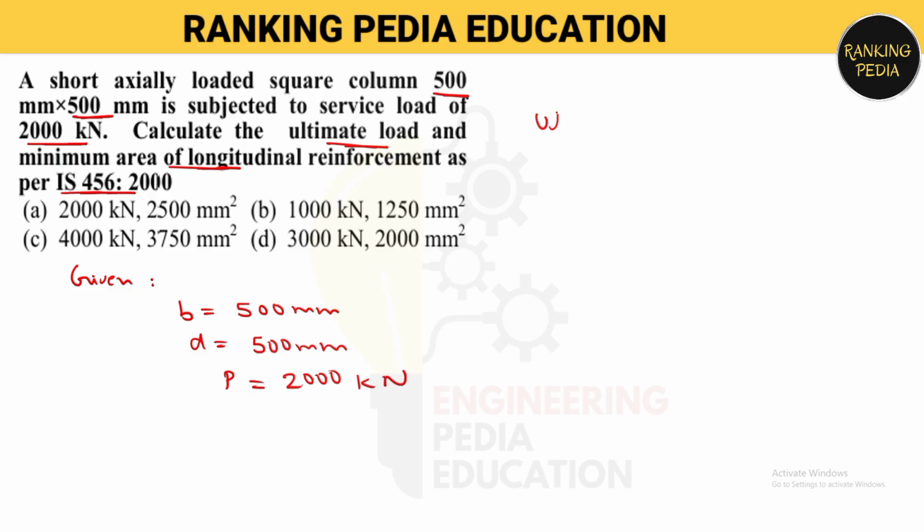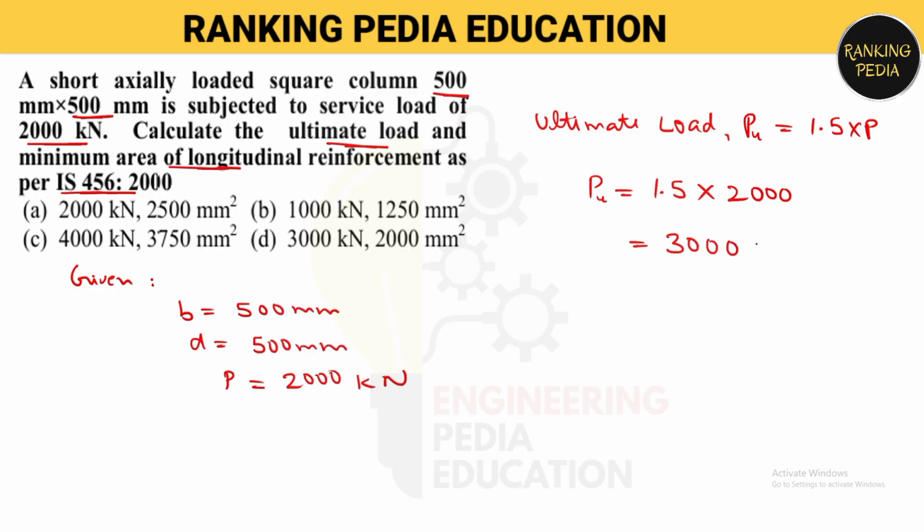We have to calculate ultimate load. So for ultimate load, which is denoted by Pu, Pu is equal to 1.5 times P, and the value is 2000 kN. After solving this, you will get 3000 kN. So ultimate load value is 3000 kN.